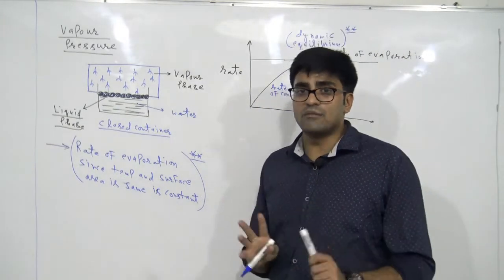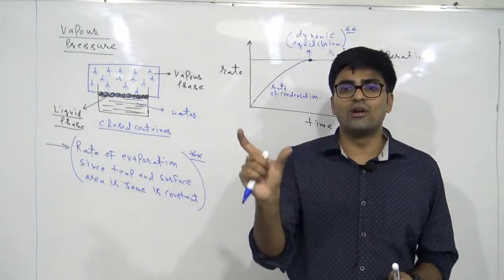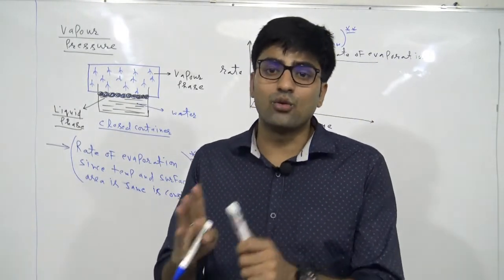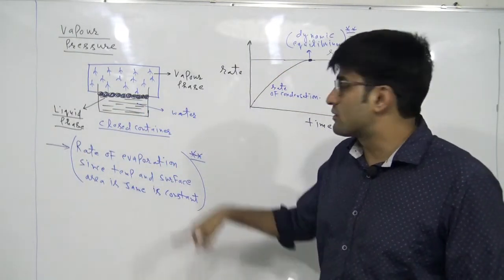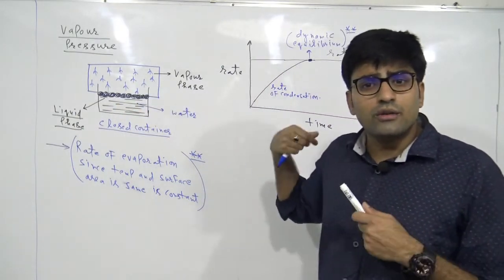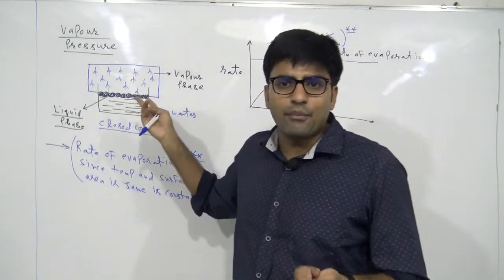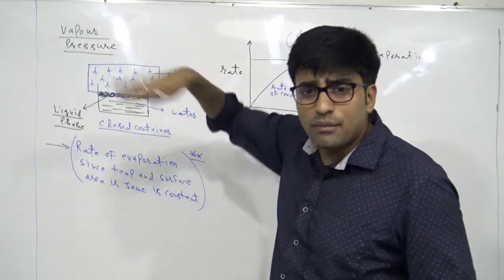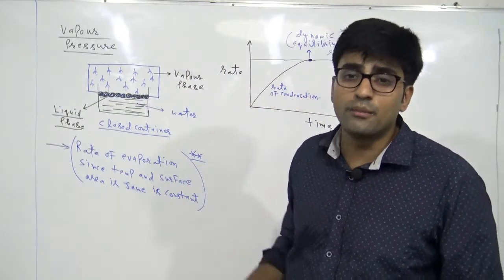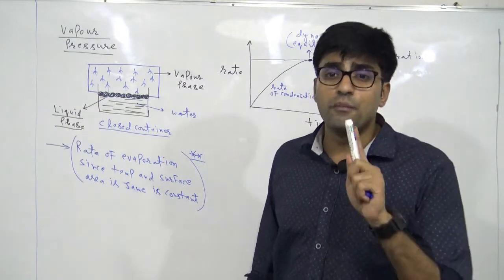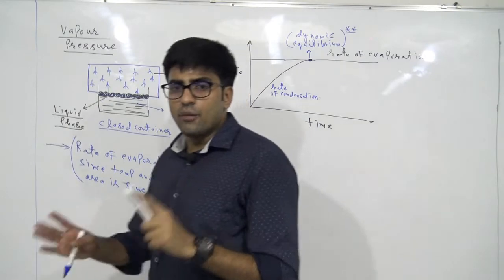So whenever you are defining vapor pressure, you have to mention this condition specifically, that the rate of evaporation is equal to the rate of condensation. Clear? That is why we are taking this container closed, because we want equilibrium to establish. If this container were not closed, what would happen? Vapors would escape, and if vapors escape, there will be no equilibrium, and if there is no equilibrium, there will be no concept of vapor pressure. I hope the point is clear to you.